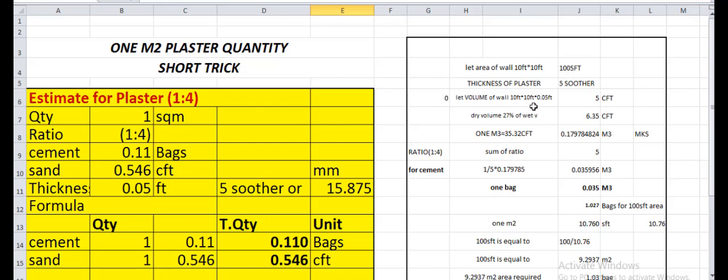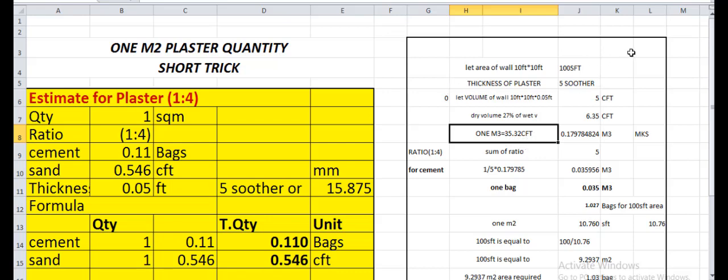Now the volume of the wall: as you know, the formula of volume for a cubical shape is length, width and thickness. For the calculation, the units should be the same, so we convert 5 sutures into feet. It becomes 0.05 feet. We calculate the wet volume as 5 CFT. For the dry volume we take 27% of the wet volume, so we multiply 5 by 1.27. We got this volume. Now 1 cubic meter is 35.32 CFT.